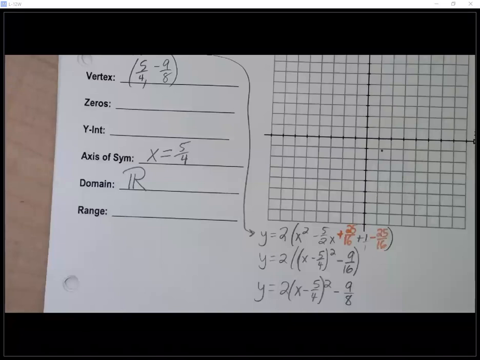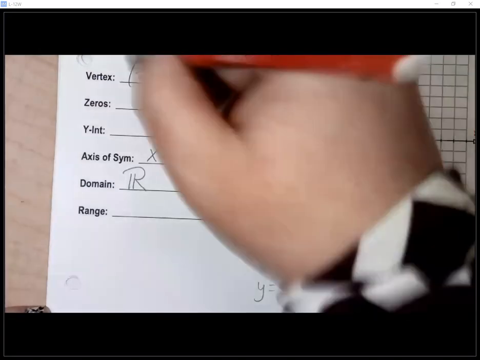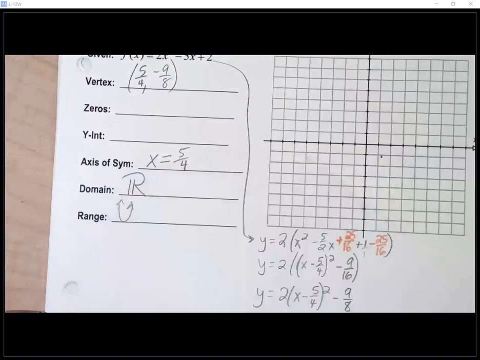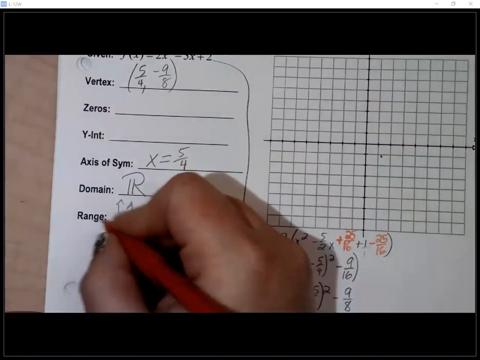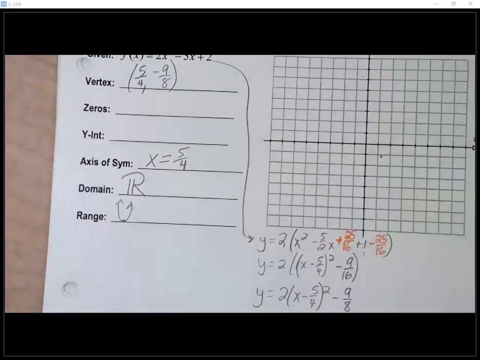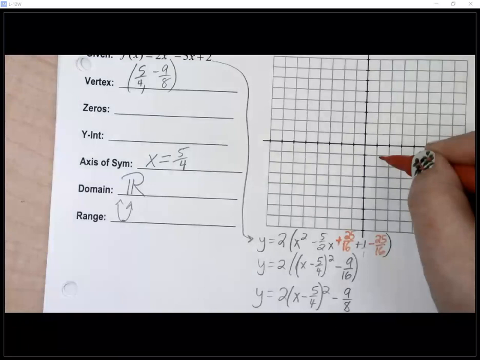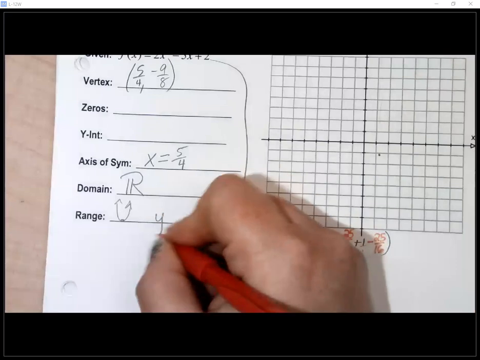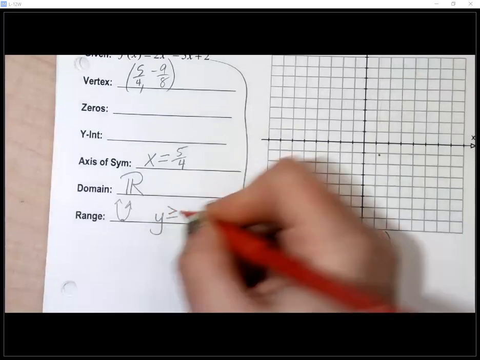Remember how to tell if a quadratic is facing up or facing down? Jake? If A is positive or negative. Exactly. Since A is positive, this is going to be an up, like a cup. So my vertex is the lowest point you'll ever get, also known as a minimum, right? If this is the lowest I'll ever get, the range has to be all the values that are bigger than this. So I would say Y has to be greater than or equal to -9/8.